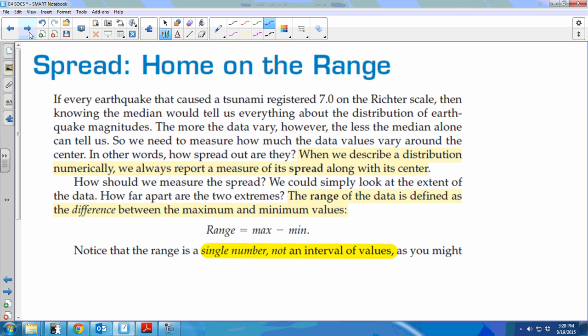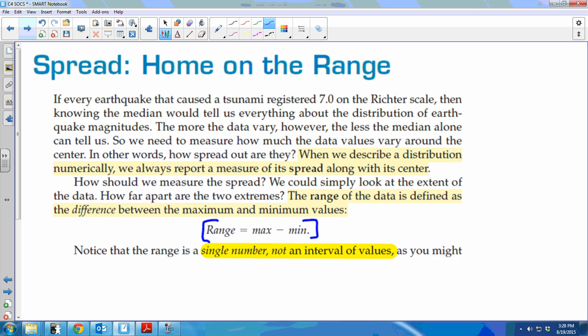So when you report a measure of center, you also have to report a measure of spread. You want to report how spread apart the data are, okay? So the easiest way to measure spread is range, okay? Now, the range, just like in middle school, is the maximum value minus the minimum value.